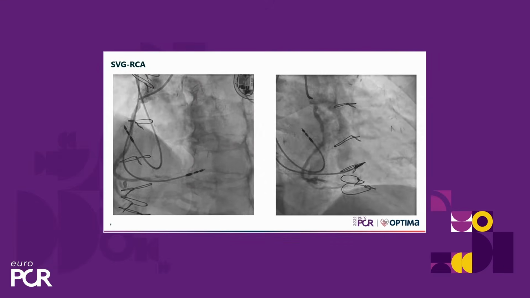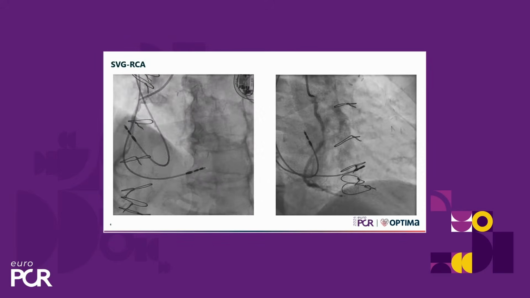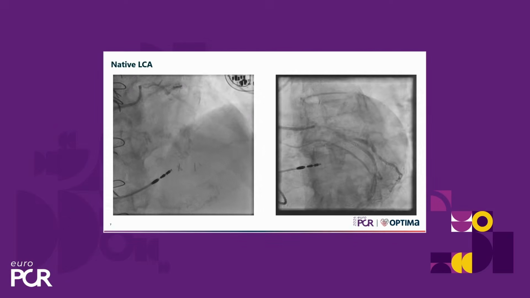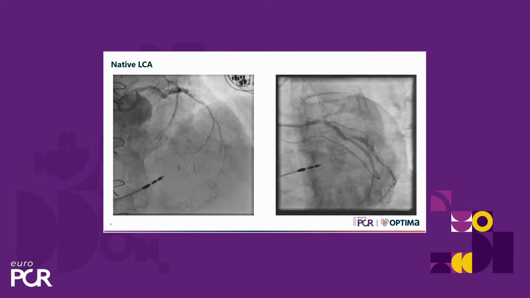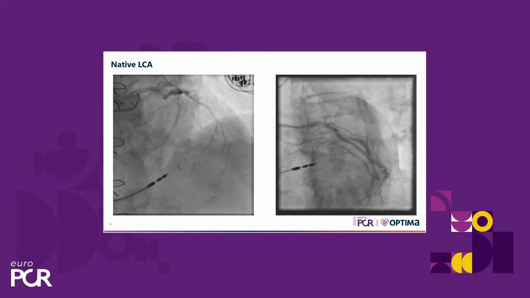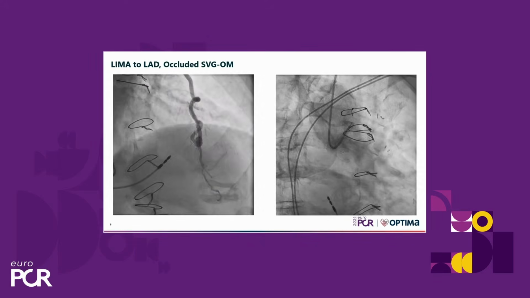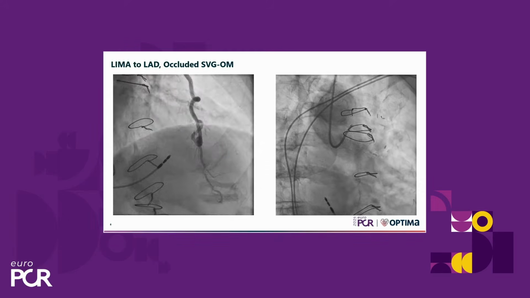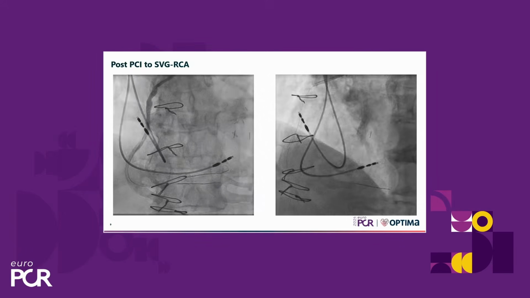His native left coronary artery showed an occluded LAD at the ostium, with a segment of disease in the proximal left circumflex artery and a critical stenosis at the ostium of the OM, as well as severe disease in the mid-OM. His LIMA to LAD is patent, and his vein graft to his OM is occluded. He subsequently underwent successful PCI to the vein graft that supplies his right coronary artery. So the target for intervention today is his native left main coronary artery into his OM.